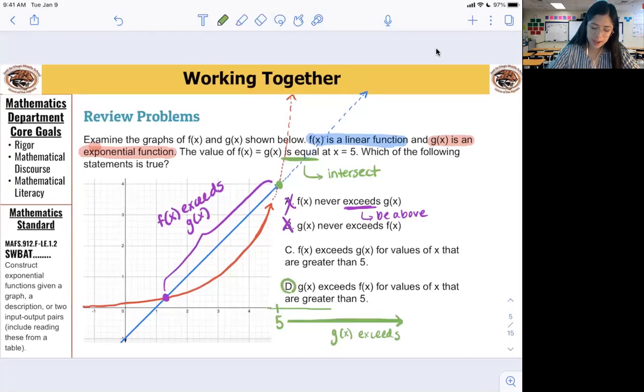So this is basically saying, okay, after the 5, g of x will always be on top, which makes sense, right? Let's look at what's going on here. G of x shoots upward really, really fast. After a certain point, that exponential graph is going to be much, much larger than the linear graph.